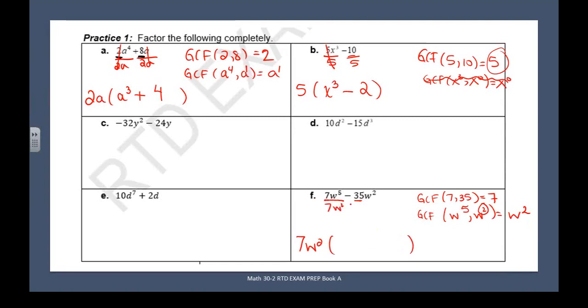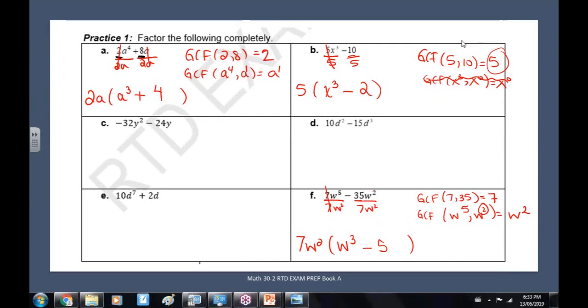So divide them each. 7 divided by 7, gone. 5 take away 2 is 3. 35 divided by 7 is 5. And 2 take away 2 is none, so I'm just left with 5. Okay, I'm going to give you guys 3 minutes to factor these 3 that remain, and then we will compare answers.